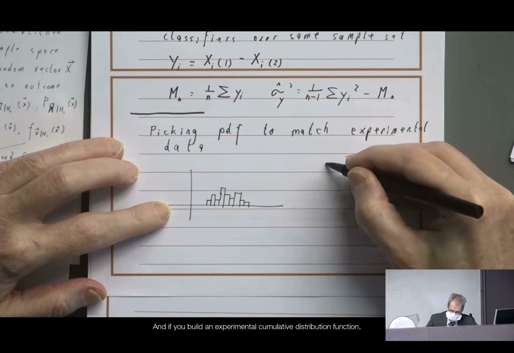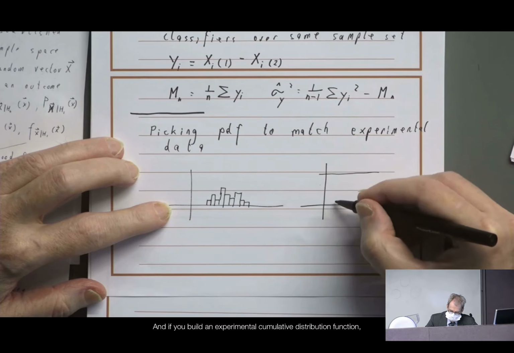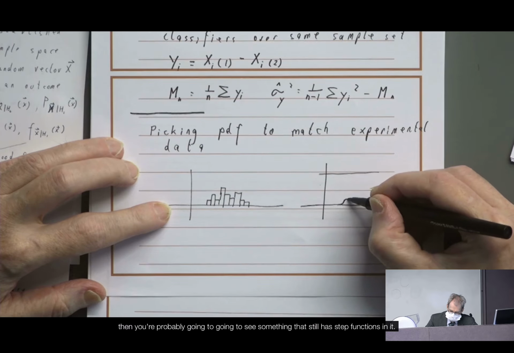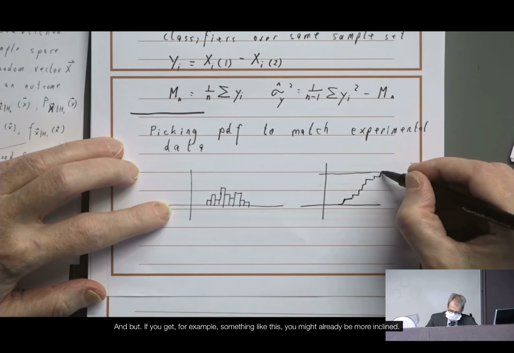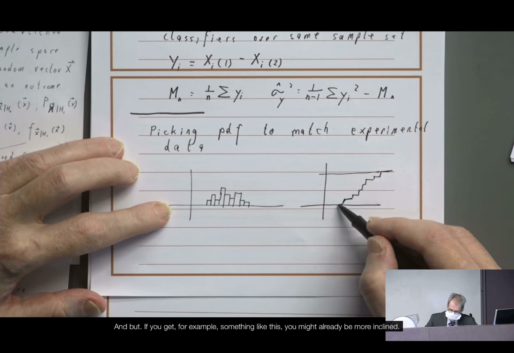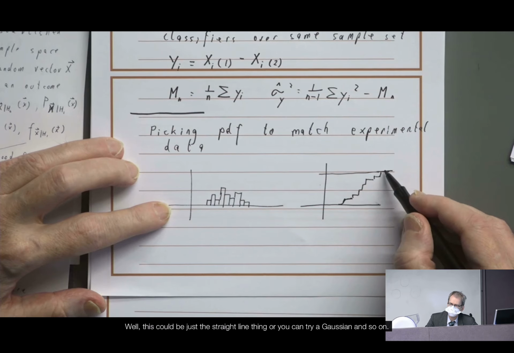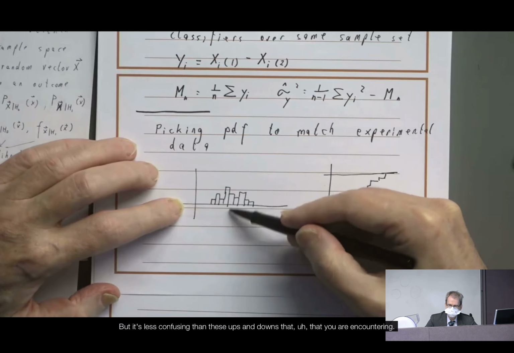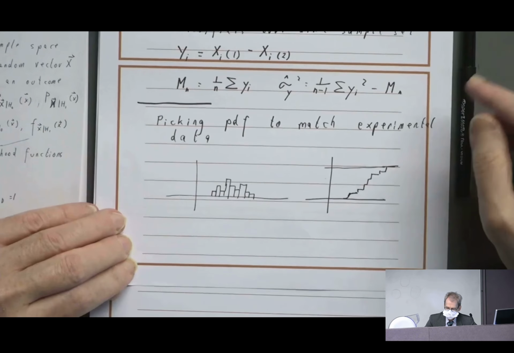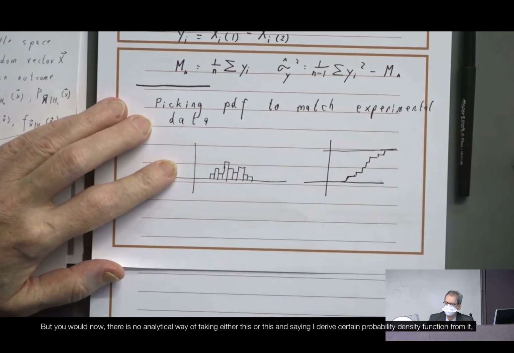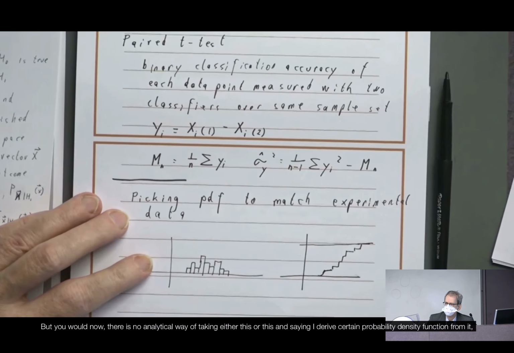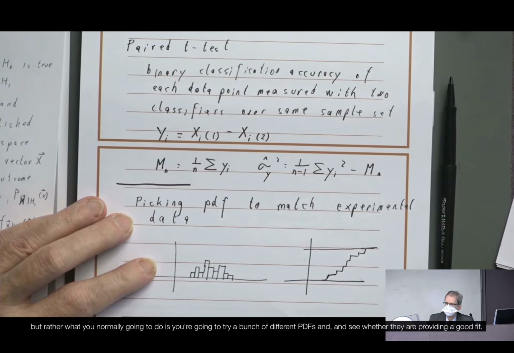And if you build an experimental cumulative distribution function, then you're probably going to see something. It still has step functions in it, right? But if you get, for example, something like this, you might already be more inclined, well, this could be just a straight line thing, or you can try Gaussian and so on, but it's less confusing than these ups and downs that you are encountering. But there is no analytical way of taking either this or this and saying, I derive a certain probability density function from it, but rather what you're normally going to do is you're going to try a bunch of different PDFs and see whether they are providing a good fit.